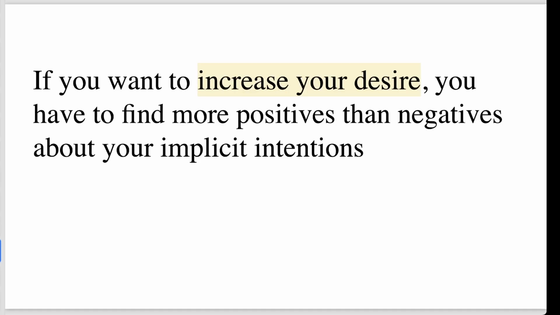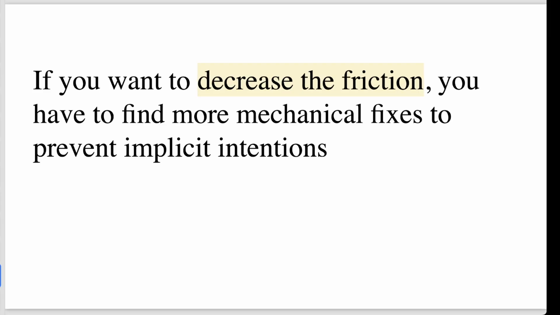If you want to increase your desire, you have to find more positives than negatives about your specific implicit intentions. So for the ones that you scored in this video, you can go back and look at some of the ones you scored, and write down more positives than negatives to shift your intention about why you do that specific implicit intention. If you want to decrease the friction, you have to find more mechanical fixes to prevent implicit intentions.